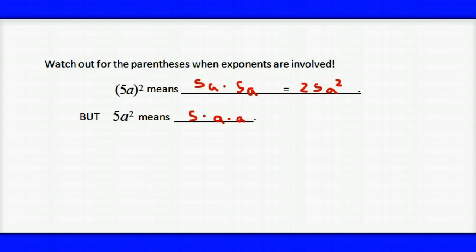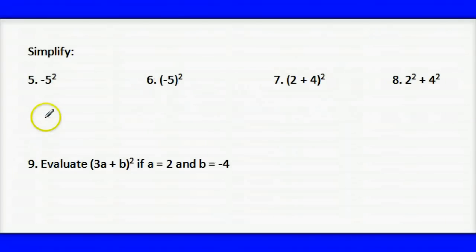So let's take a look at a few other examples here. Here we have -5 squared. Now notice there's no parentheses. Order of operations would say that we do the exponent first, and then we're going to multiply by the -1. So this is going to give us -25. However, this one says take a -5 and square it. So -5 times -5, and this is going to be a +25.